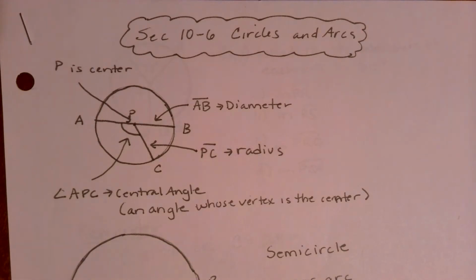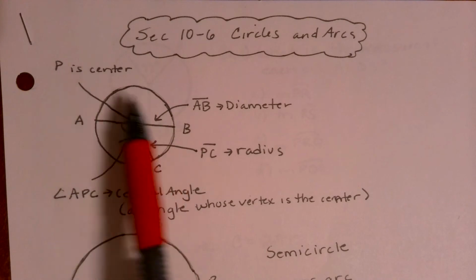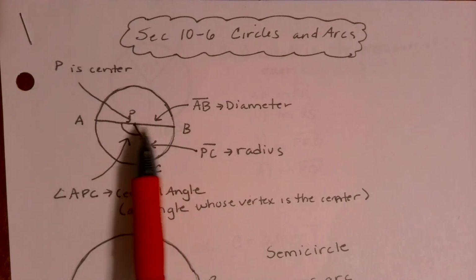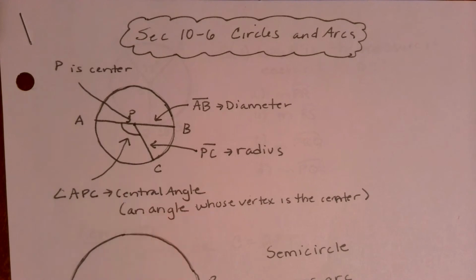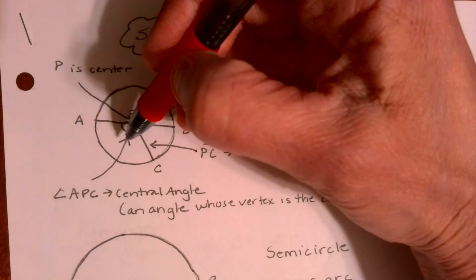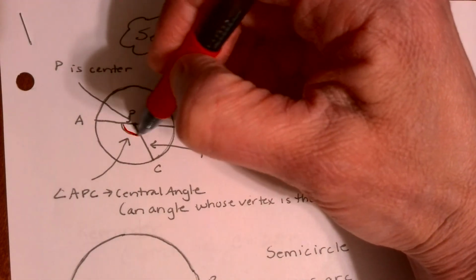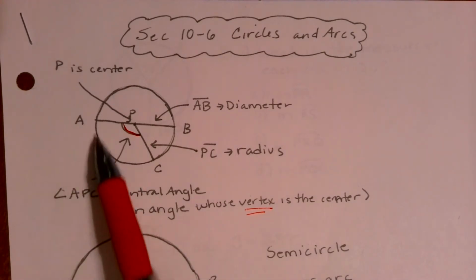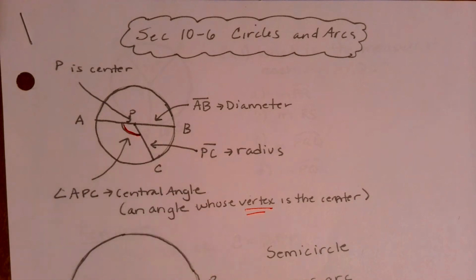So just a little refresher here. I know you mostly know this stuff, but P is called your center, AB is your diameter, PC is your radius. And the only new part here is that this right here is called your central angle. A central angle can be any angle whose vertex is the center. So it doesn't have to be that exact one, but angle APC is a central angle.